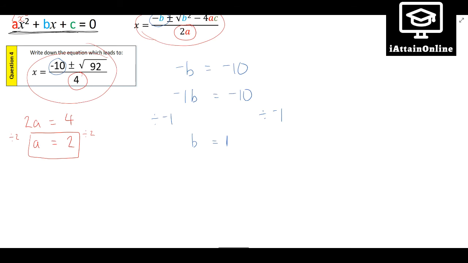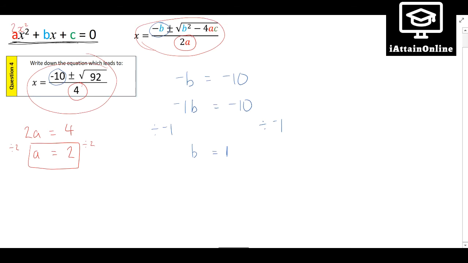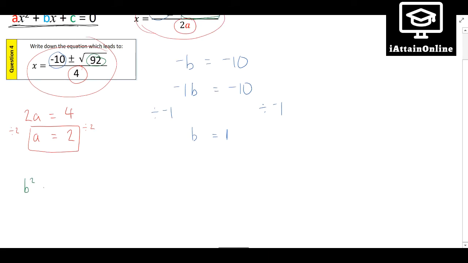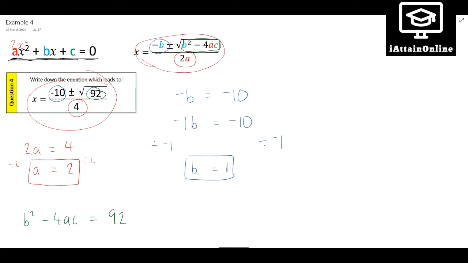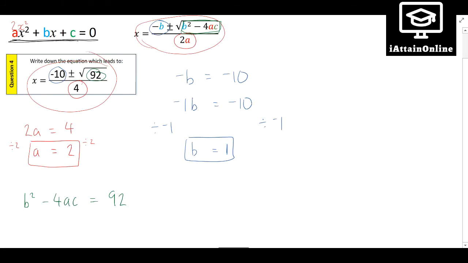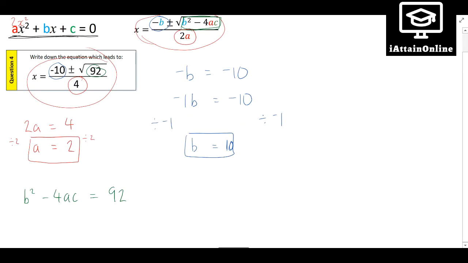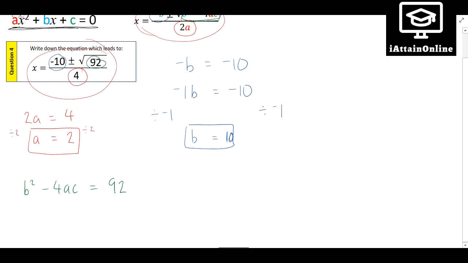And then finally, this bit is a little bit more tricky. Everything inside that square root sign, we know that all of that is equal to 92. So I'll just do this underneath. I know that b squared minus 4ac has to equal 92. Now we've already figured out what a and b are, so we can actually use those. I've just realised that should be negative 10, my mistake. Negative 10 divided by negative 1 is 10.